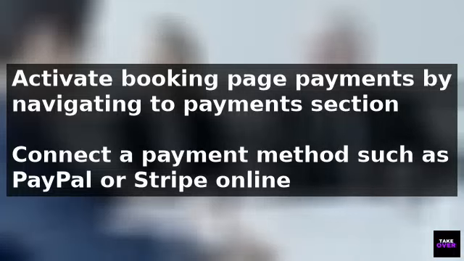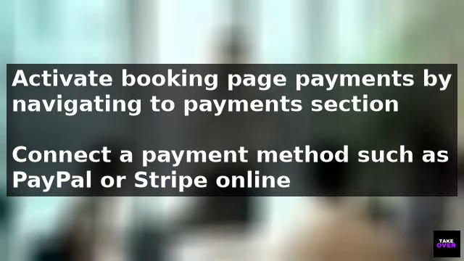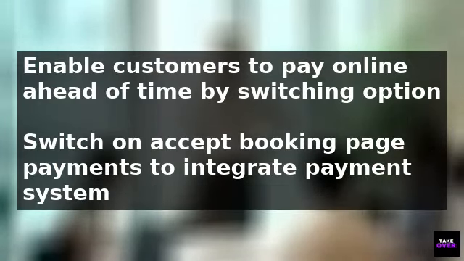To create a discount code, start by activating your booking page payments. This can be done by navigating to the Payments section, typically located on the far left, and clicking on it. Next, connect a payment method such as PayPal, Stripe, or Square by selecting the desired option and pressing Connect.